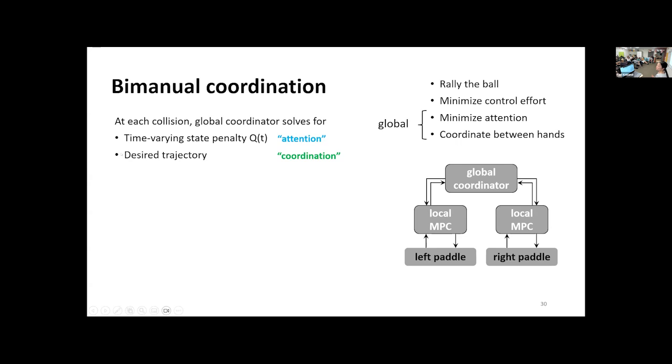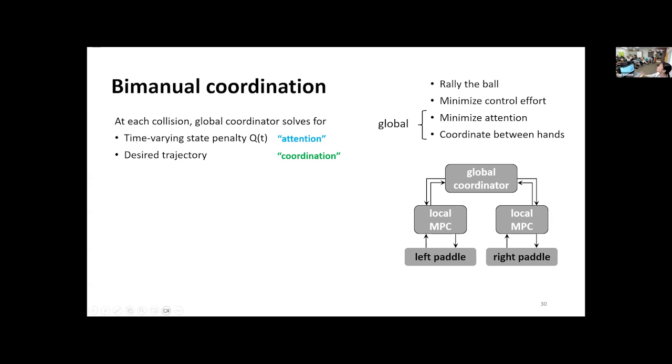So it's going to output some desired trajectory of how you're going to hit the ball. This matters for coordination because how the ball bounces off of the first paddle is dependent on the velocity that you hit it with. So if you hit it with a nice velocity, it's going to go to your other hand. If you hit it with a terrible velocity, it's going to go somewhere really far away.